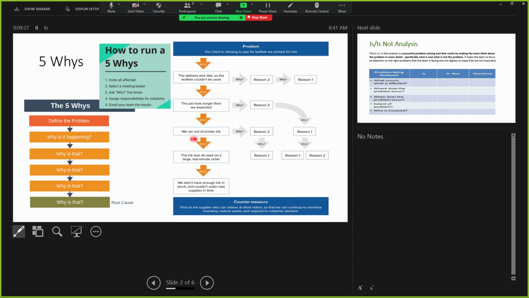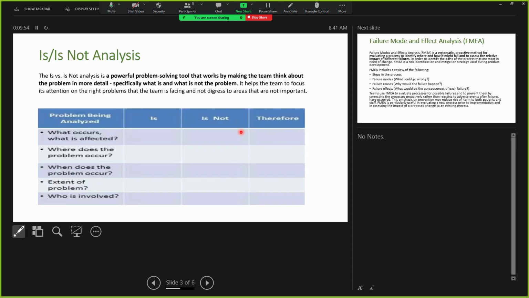So here generally, these are the main whys, and these are the sub-whys on the reasons. We ran out of ink, and we identified the reason is we did not have enough stock. So we point to one particular person: order it and solve the problem. So it's a procurement issue, and then stop. Exactly, go to procurement. It's not a project management issue, it's procurement. So the second one is the is and is not analysis.